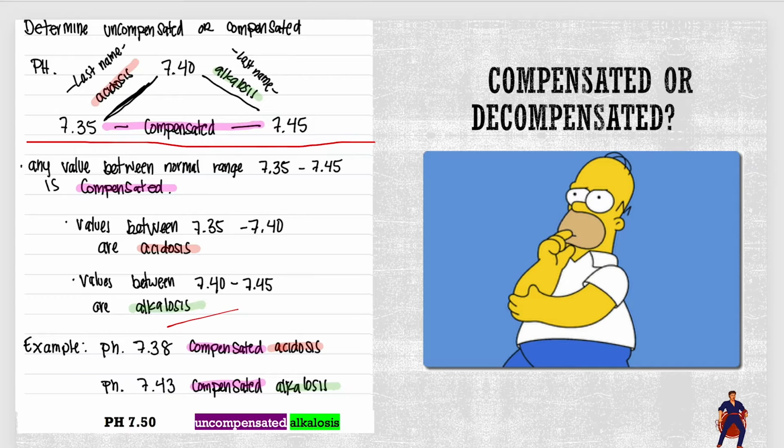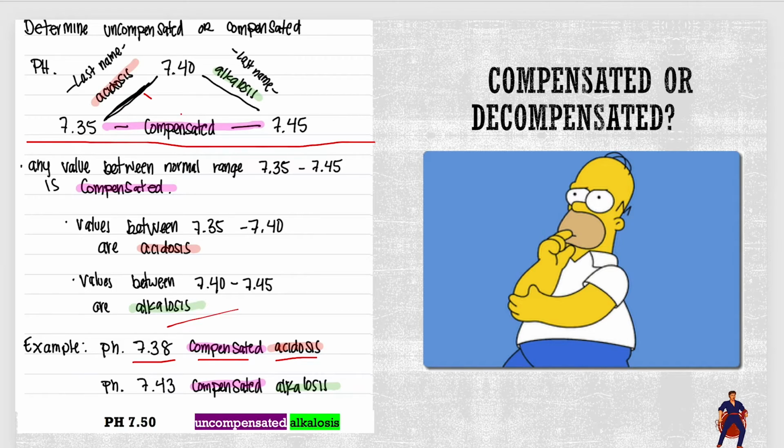So if we can practice right here, in our first example we have a pH of 7.38. So if we look at our chart, 7.38 is somewhere right here, so it's compensated, and then it's below the 7.40, so it's acidotic. So this pH is going to be compensated acidosis.